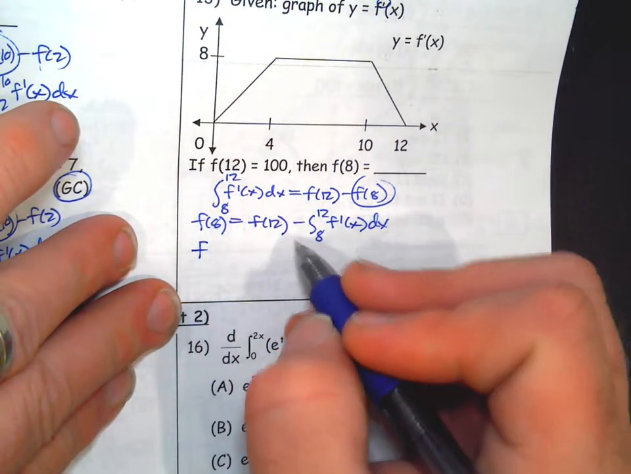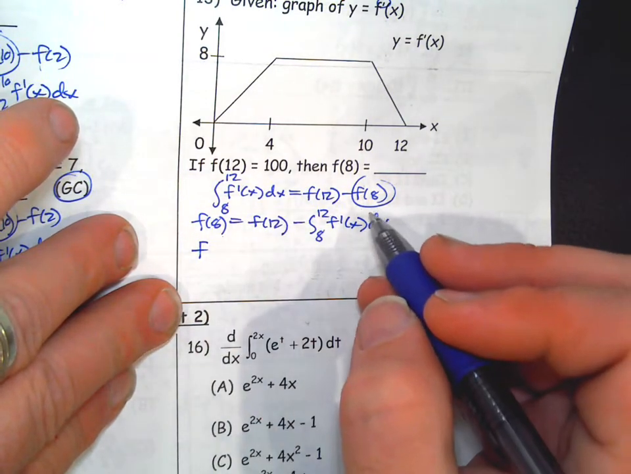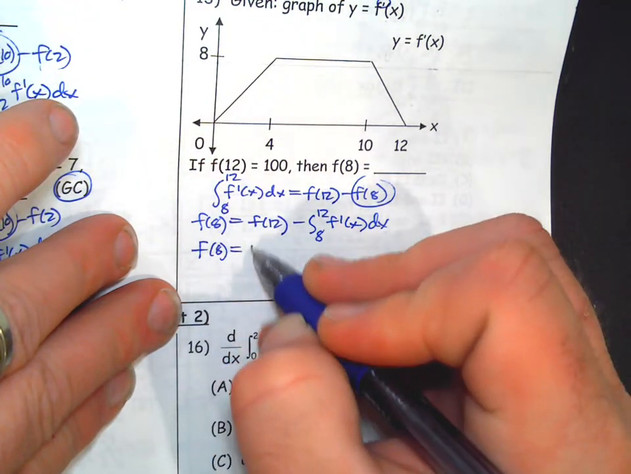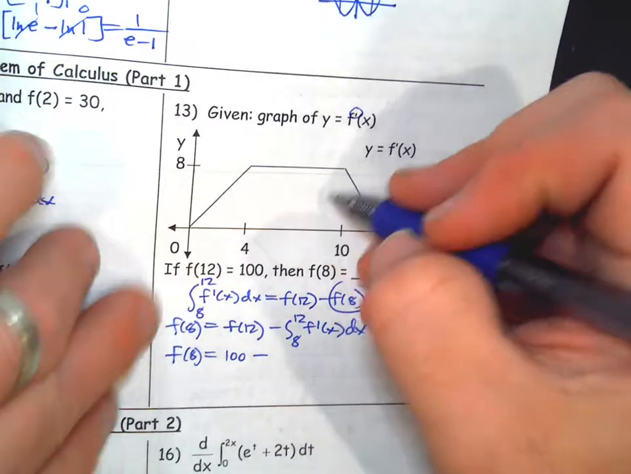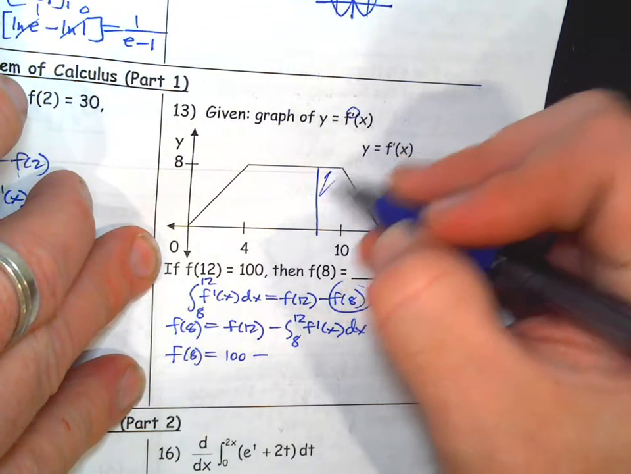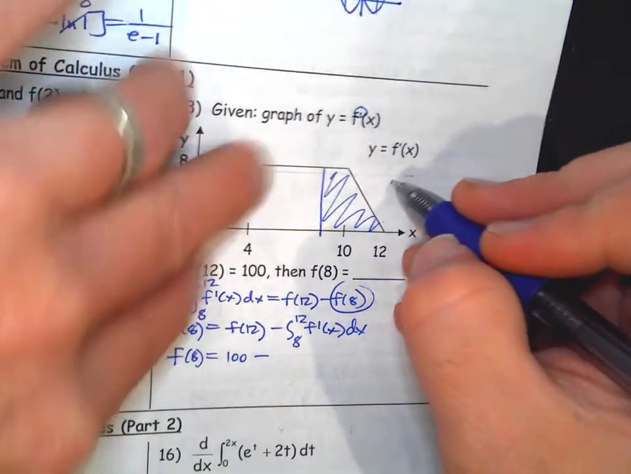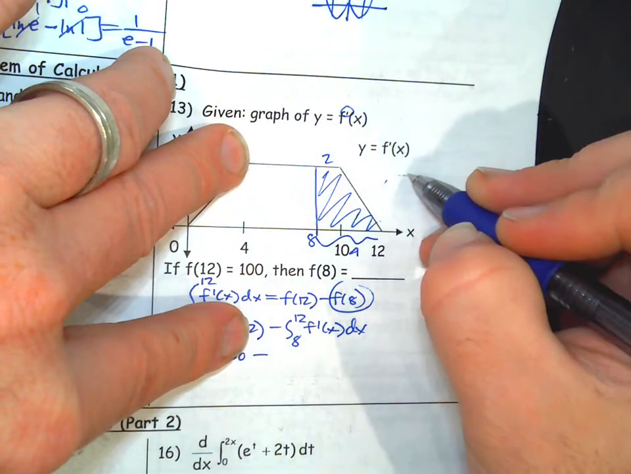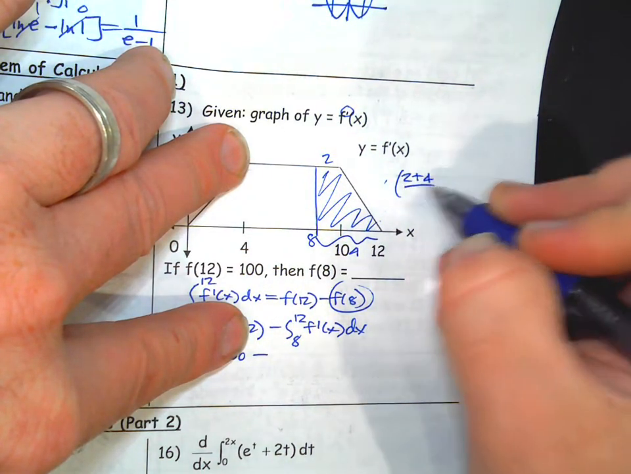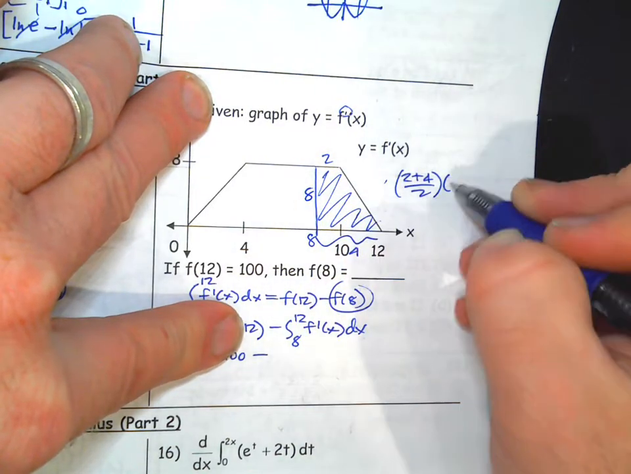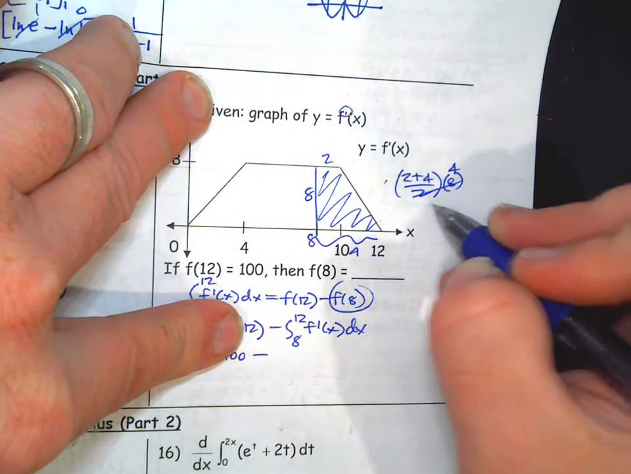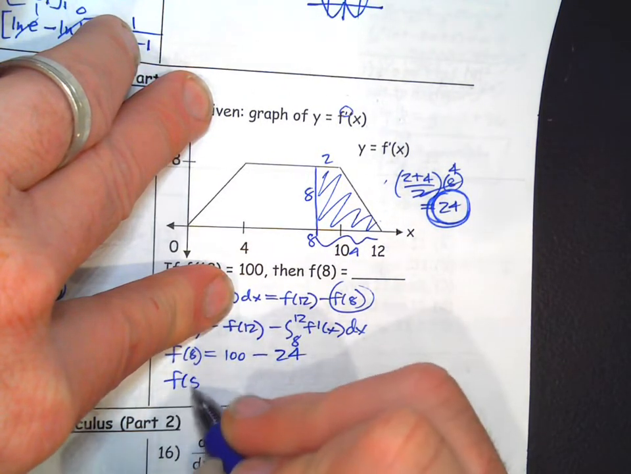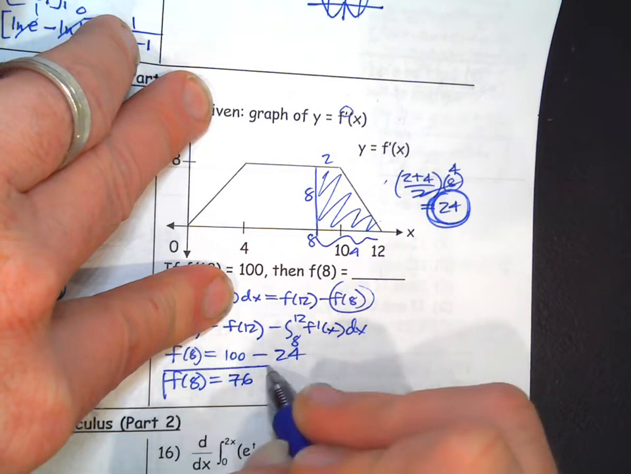But if you mess up the area and hadn't written this down, you're going to lose a lot more points. So f of 12 is 100 minus the area from 8 to 12. That's a trapezoid. I personally do the average of the bases, which is 4 and 2. The average of the bases is (2 plus 4) over 2 times the height, which is 8. 4 times 6 is 24. So the area of that is 24, and your answer for f of 8 is 76.